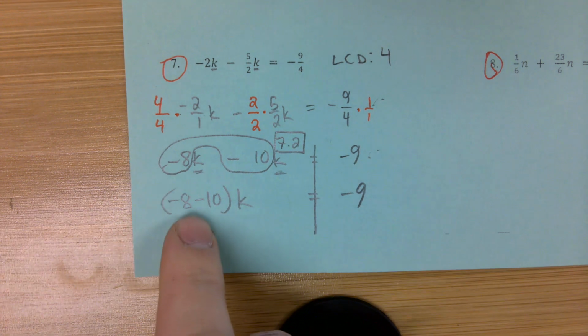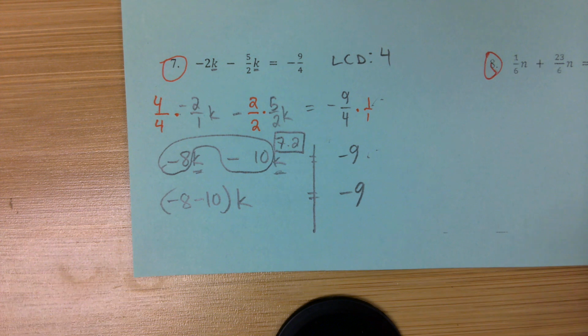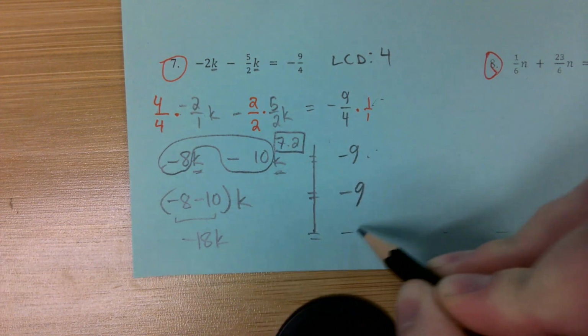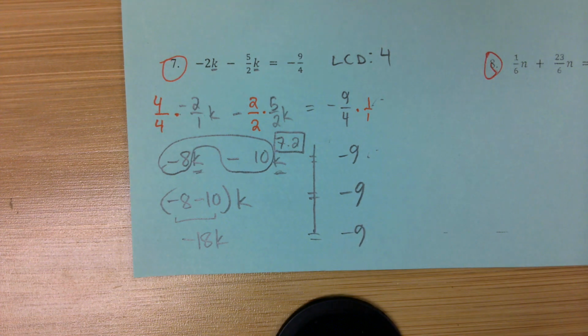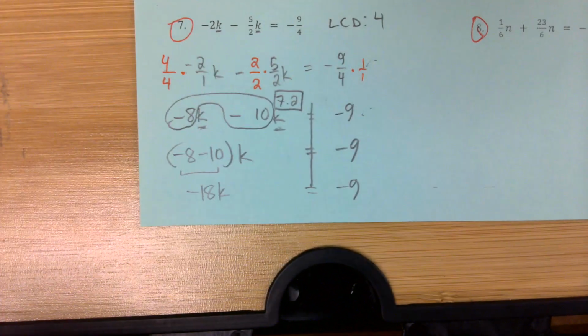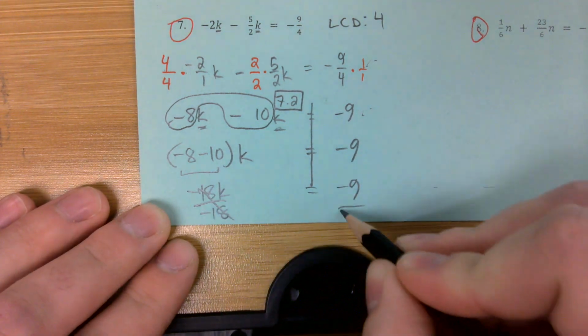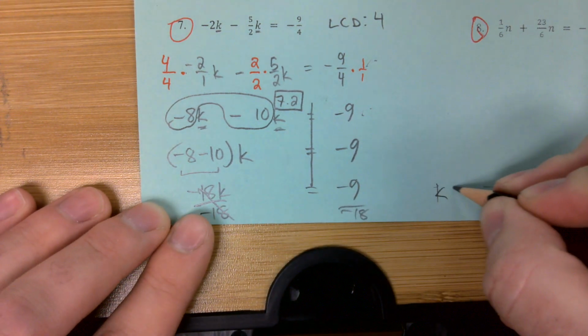So what is negative 8 minus 10? Negative 18k equals negative 9. What are we going to divide both sides by here? Negative 18, right? Those cancel out on the left. Now, what do we get as an answer?